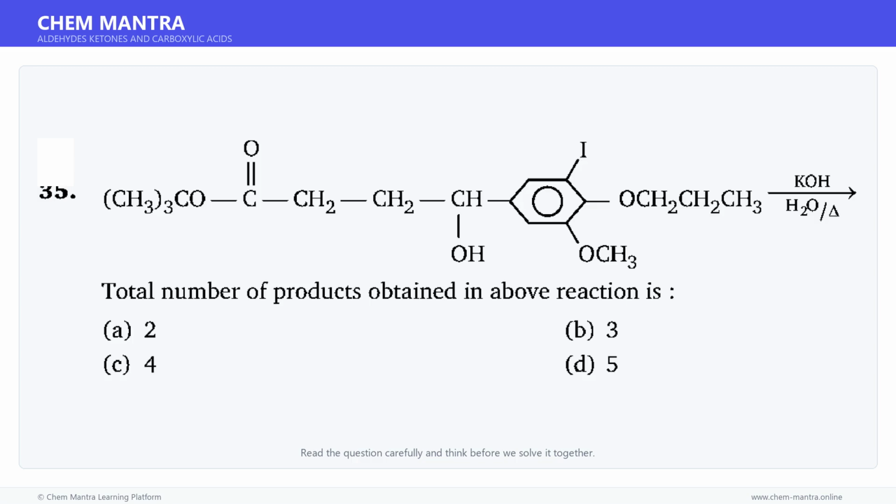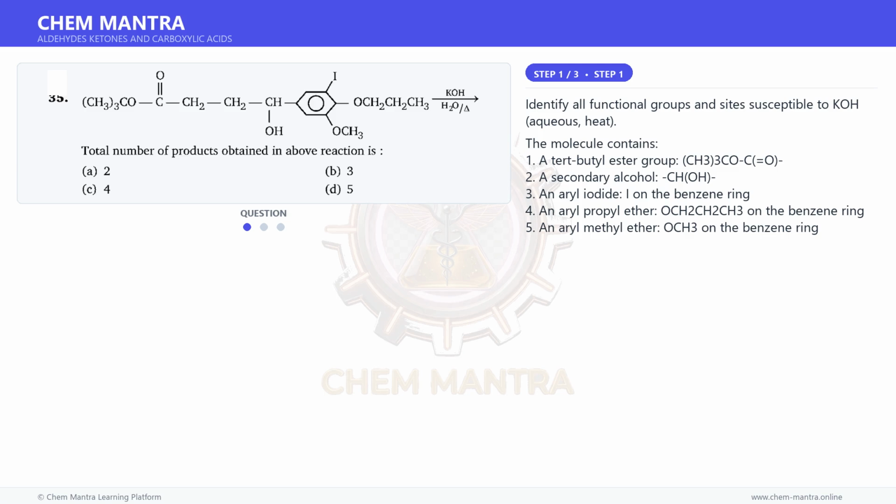Here is a question. Read it carefully and think about the answer. Let us solve it step by step. Let us begin solving this step by step. Identify all functional groups and sites susceptible to KOH, aqueous, heat.